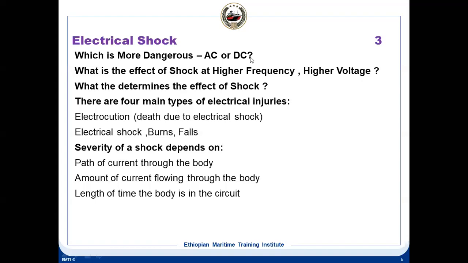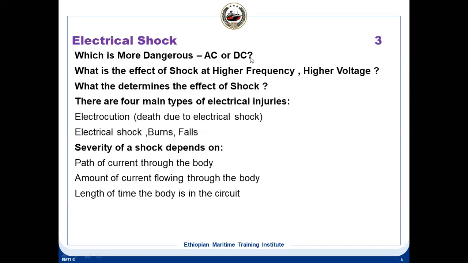So at higher frequencies, current is reduced. So the shock level is also reduced at higher frequencies. At lower frequencies, current is more because of the inductive reactance. Because the lower the frequency, the less the impedance. The higher the frequency, the higher the impedance. Impedance, you know, is total resistance.